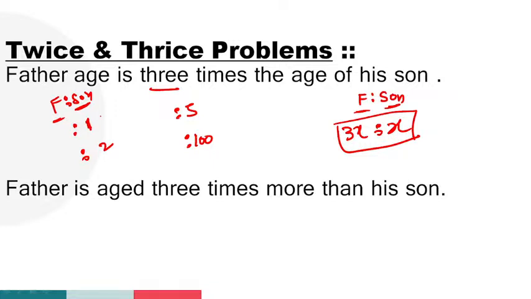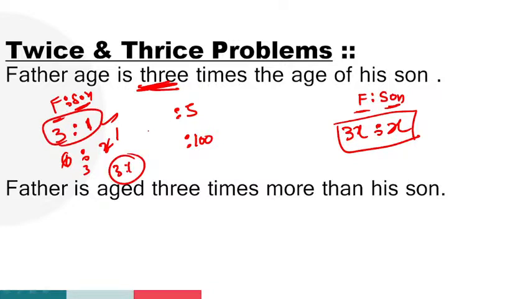For example, son's age we don't know. Let 1. Father is how many times? 3 times. 1 into 3, 3. So the formation is 3 is to 1. For example, let 2. Father is how many times? 3 times. 2 into 3, 6. 2 ones are and 2 threes are. Again, the final answer here is 3 is to 1.